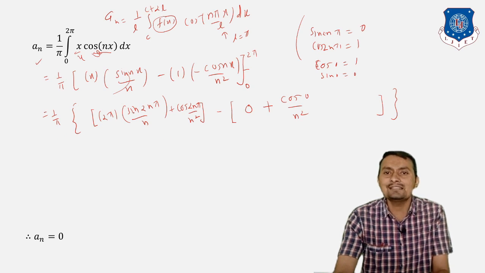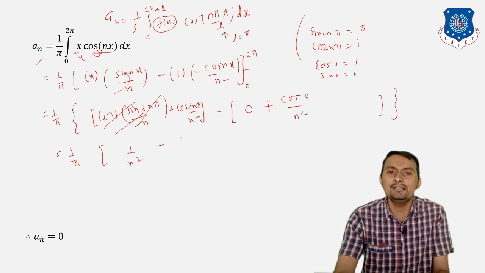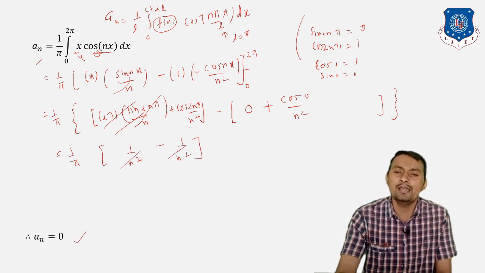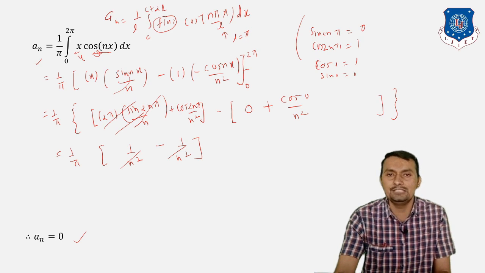So sine 2n pi is going to be 0, so this term will be cancelled out. Cos 2n pi is exactly 1, so 1 divided by n square, minus cos 0 which is 1, and 1 divided by n square. Again this is going to be cancelled out, so what we get is an is equal to 0.